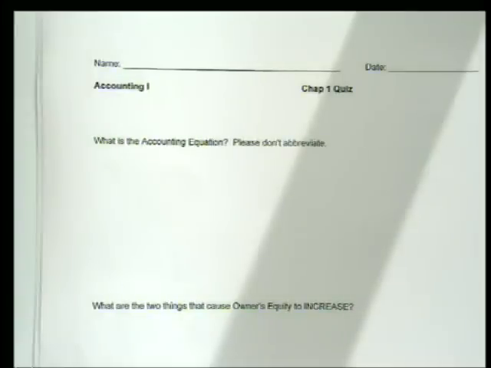Okay? So going over to the screen, the first question that I asked is, what is the accounting equation? Assets equals liabilities plus owner's equity. That always has to maintain equality, okay? Now, the other two questions that I asked are right here. What are the two things that cause owner's equity to increase? And what are the two things that cause owner's equity to decrease?